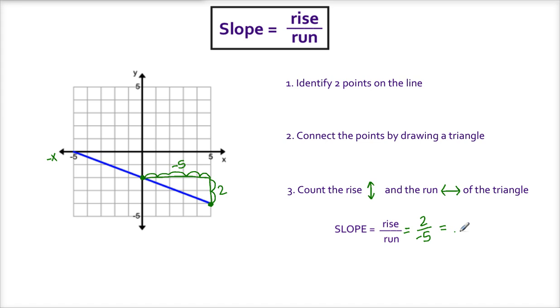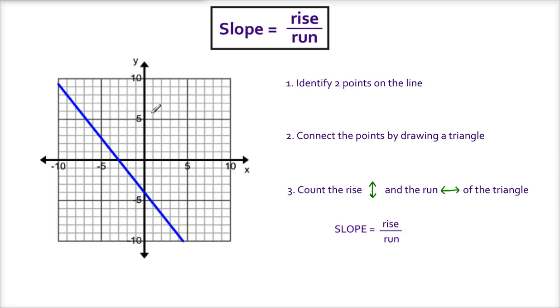So the slope of this line is -2/5. And that negative sign out in front makes sense because I can see that this line is going downhill. And I know that lines going downhill should have a negative slope. So that's a good way to just double check that you've got the right sign with your answer. Okay, let's do another one.